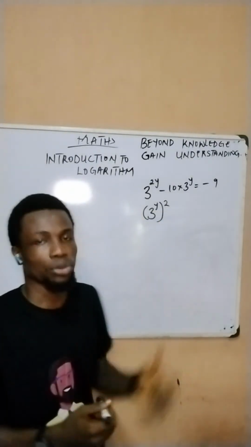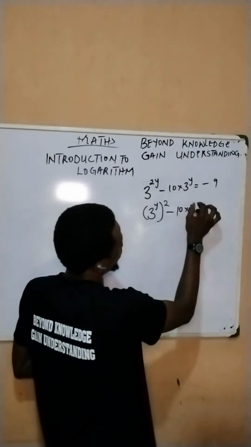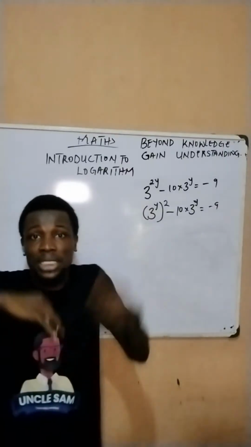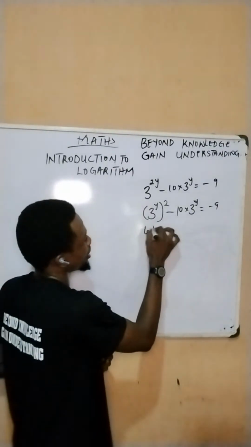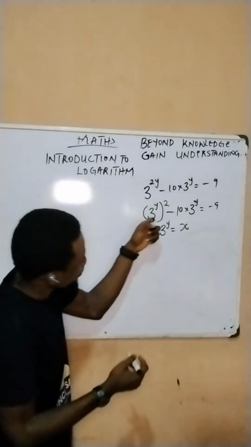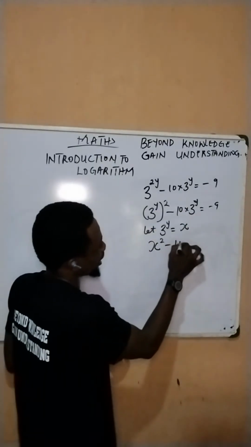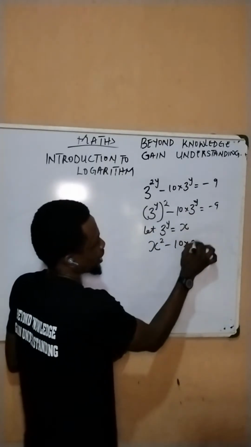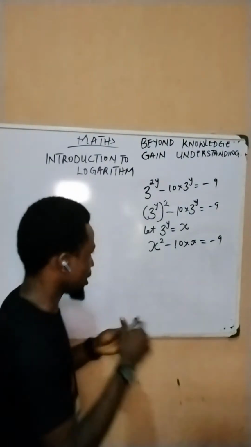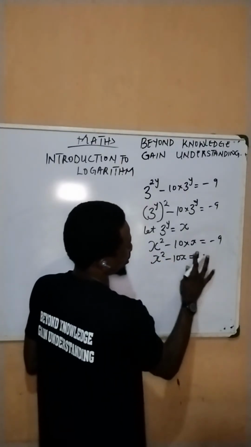But the reason why you had to go through this route, and then multiply 10 times 3 raised to the power of y equals negative 9. At this point, this is what we did, the swapping. We said let 3 raised to the power of y be equal to x. That's what we did. And then we replace this to be x squared, minus 10 multiplied by x equals negative 9. So that this becomes x squared minus 10x equals negative 9.